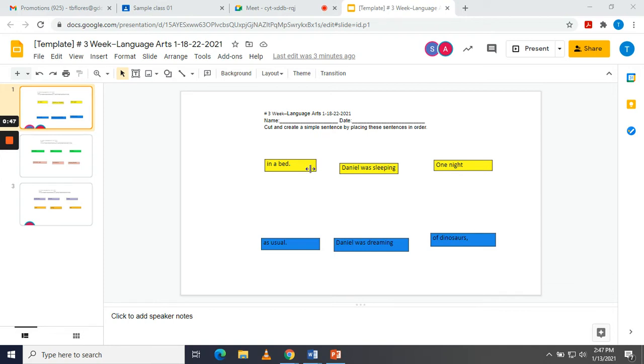Okay, so I have Miss Shirley, who is student 1, and she's going to work on the first sentence on how to create a complete sentence. So go ahead, Miss Shirley.